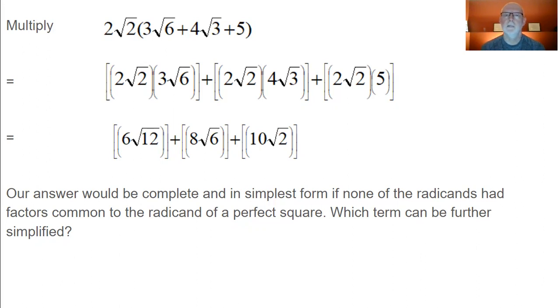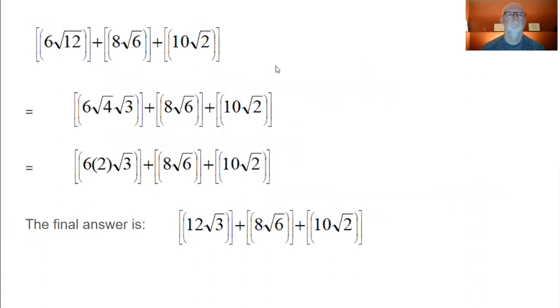Our answer would be complete at this point and in simplest form if none of the radicands had common factors to the radicand of a perfect square. But one of these terms can be simplified. Which term do you think? If you said the square root of 12, great.